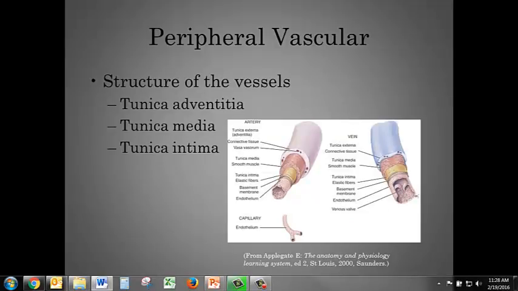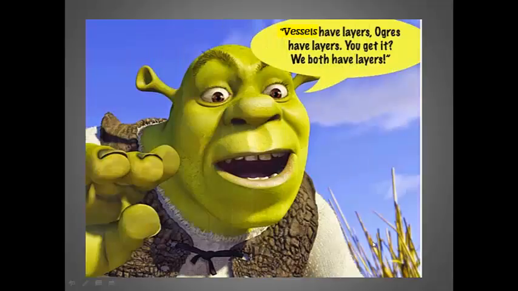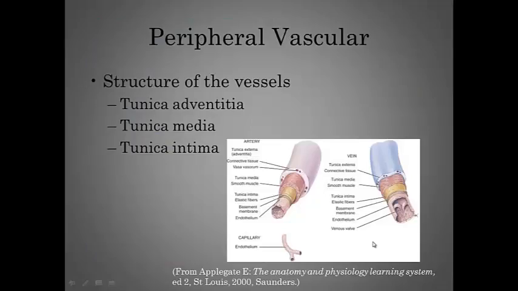On this slide, we're going to take a close look at the structure of the vessels. Just like Shrek the Ogre, vessels have layers, and we're going to learn about them. Haha! So, there are 3 distinct layers: the tunica adventitia, the tunica media, and the tunica intima. An easy way to remember them is to remember the middle layer is the media, the intima layer is the innermost layer, and that just leaves you with adventitia, the only layer left, which has to be on the outside. So by process of elimination, you've got your 3 layers.